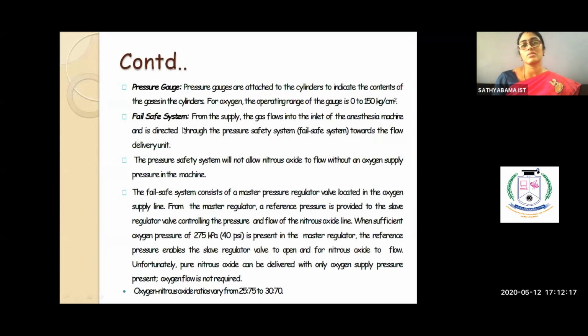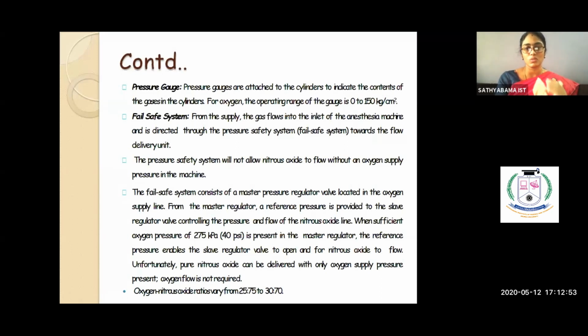So fail-safe system. So why I need a fail-safe system is that I don't want my oxygen and my nitrous oxide to rush in together, right? So you want one after the other once the pressure has been maintained, right? So for that, what do you have? You have a fail-safe system. So what is there in that is actually a master regulator and a slave regulator. So master regulator is mainly for the oxygen supply, and the slave is activated for your nitrous oxide. So as said, once that particular pressure of oxygen is reached, so let's say 275 kilopascals, right?